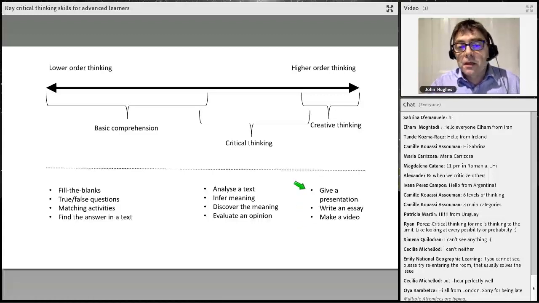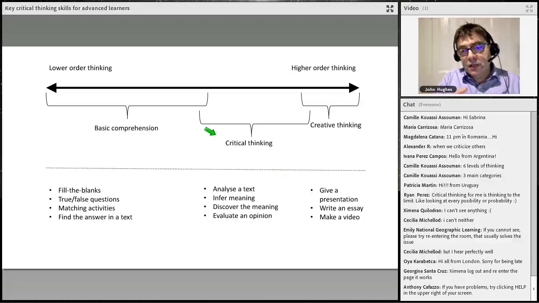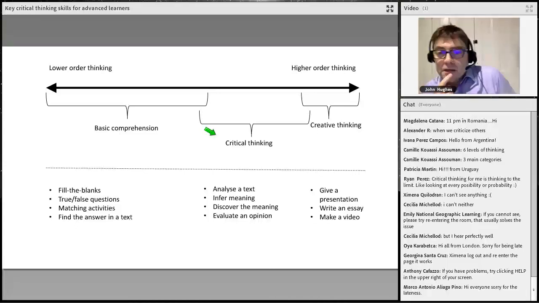With creative thinking, we get students to give presentations, write essays, perhaps make videos, those kinds of things. And they tend to reflect these different levels of thinking. So for me, you can't talk about critical thinking without understanding its relationship to basic comprehension and also to creative thinking. Okay?